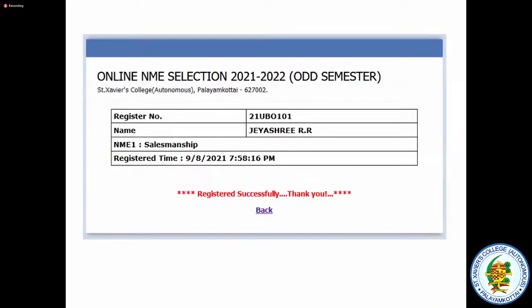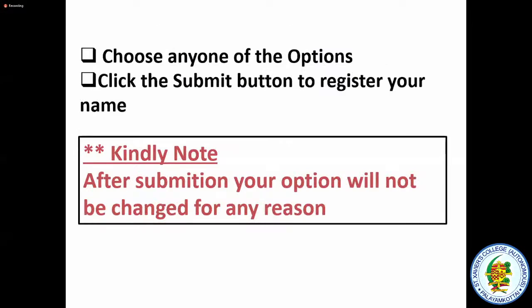So okay, after that this page will be displayed. Your registration is successful. Thank you. That's all. This is your NME selection process. Okay, it will take only 5 to 10 seconds. That's all. So please choose any one of the options and click submit button to register your name. So after submission, your option will not be changed for any reason. Please kindly note that after submission, your option will not be changed for any reason.